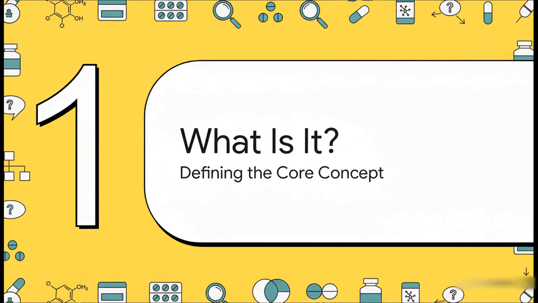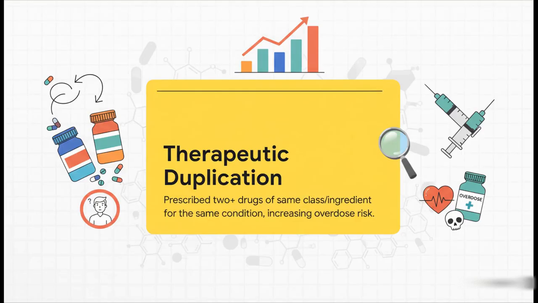Okay, first things first. Section 1. What is therapeutic duplication? Before you can spot it, you've got to know exactly what you're looking for, right? So, here's the deal. Think of therapeutic duplication as a kind of sneaky overdose. It's when a patient ends up with two or more drugs that do the exact same thing. They might be from the same drug class or even have the same active ingredient, and it's all for the same condition. The bottom line, it dramatically increases their risk of an overdose, and that's a huge deal.